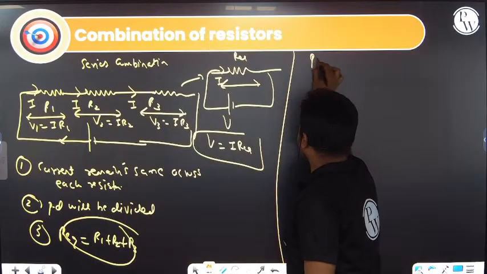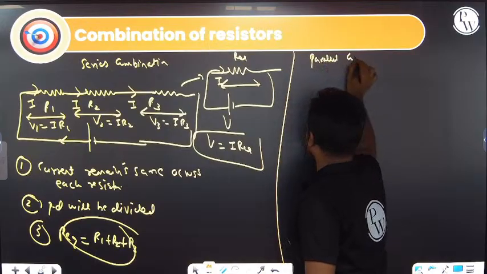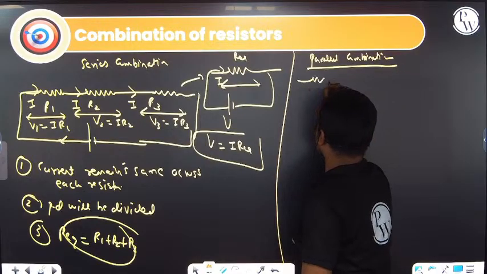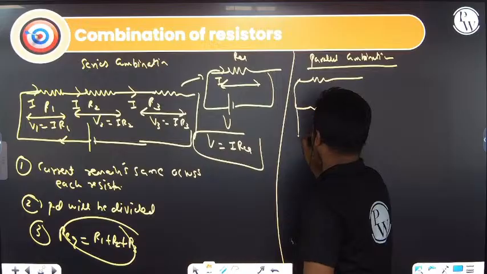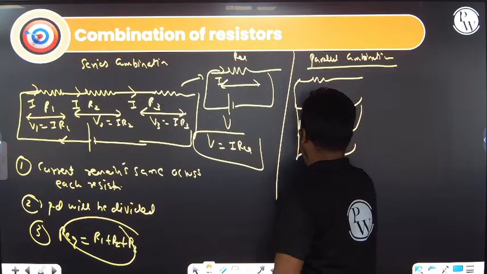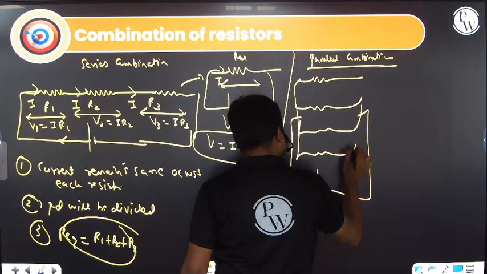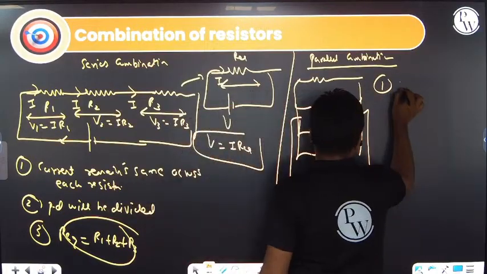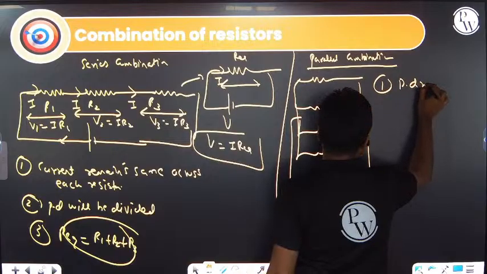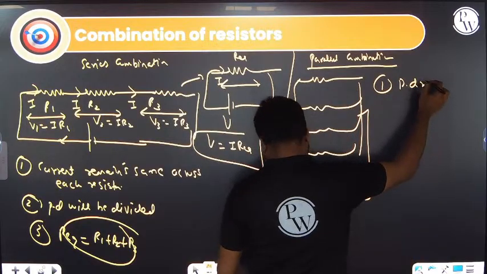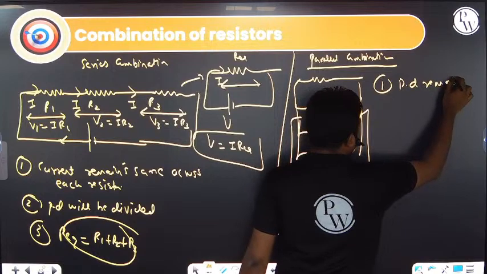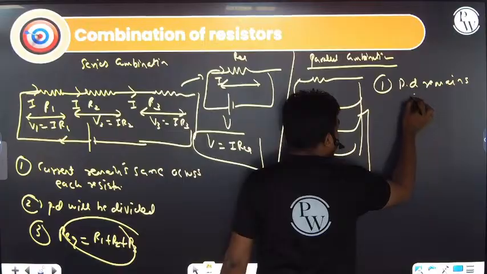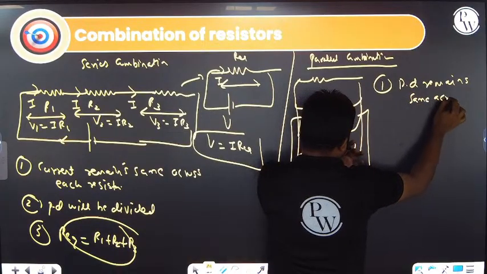Next we have the parallel combination. When we talk about the parallel combination of resistances, one resistance this way, a second resistance this way, a third resistance this way, the first point is that the potential difference remains the same. Not only for resistors, for anything connected in parallel, the potential difference has the same value. So the potential difference remains the same across each resistor.